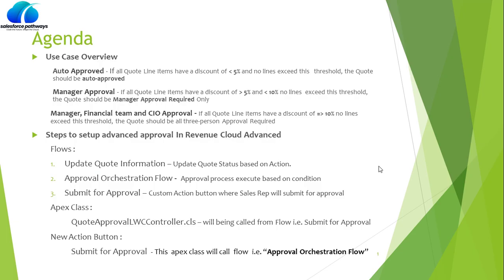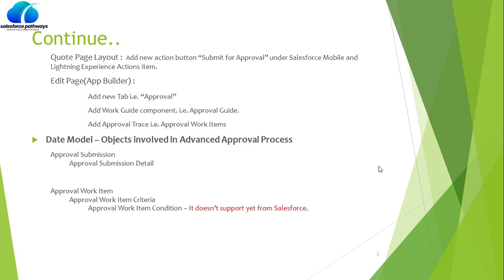So here, if you see, the approval orchestration flow is called through the Apex class rather than from within a flow itself. I mean, you cannot call the approval orchestration flow as a subflow from another flow. The approval orchestration flow can only be called through the controller class. That's why the approval controller class comes into the picture. So let's move to the next.